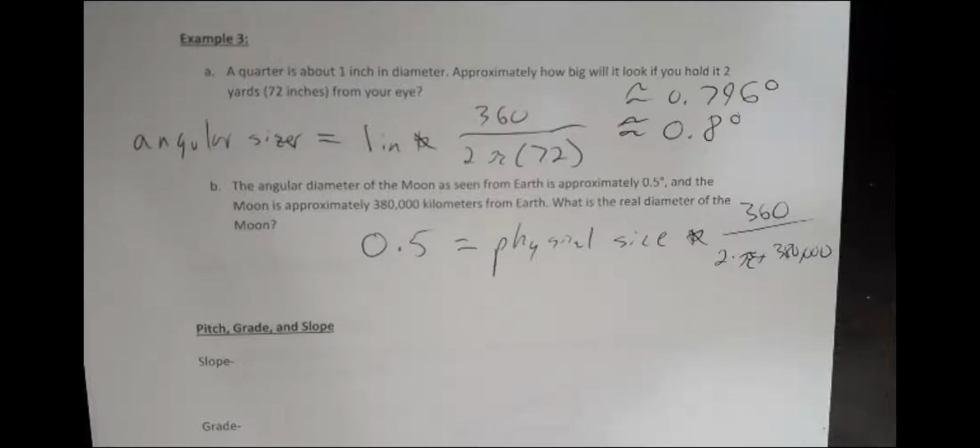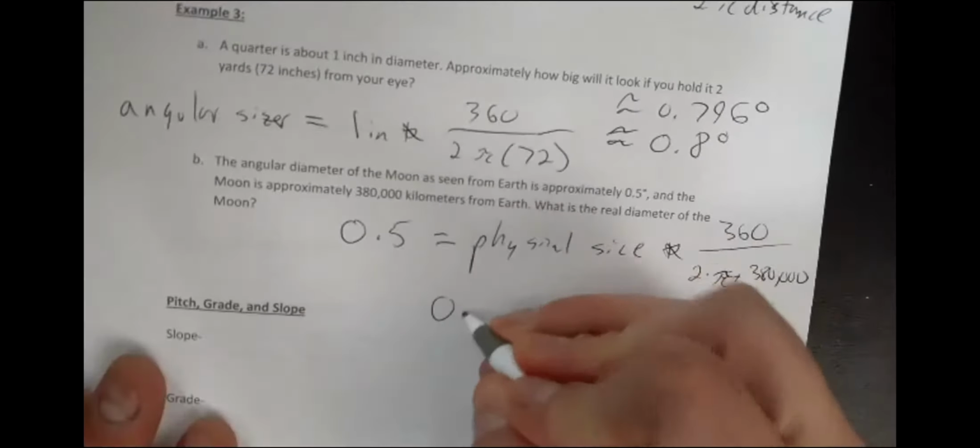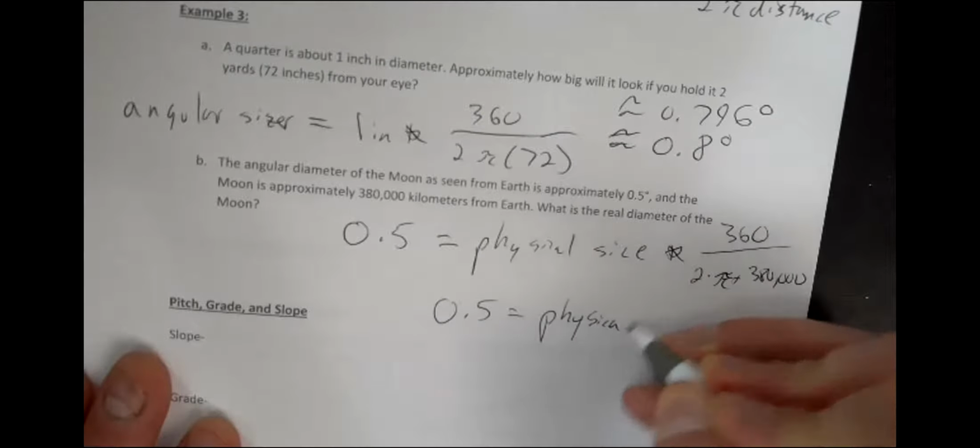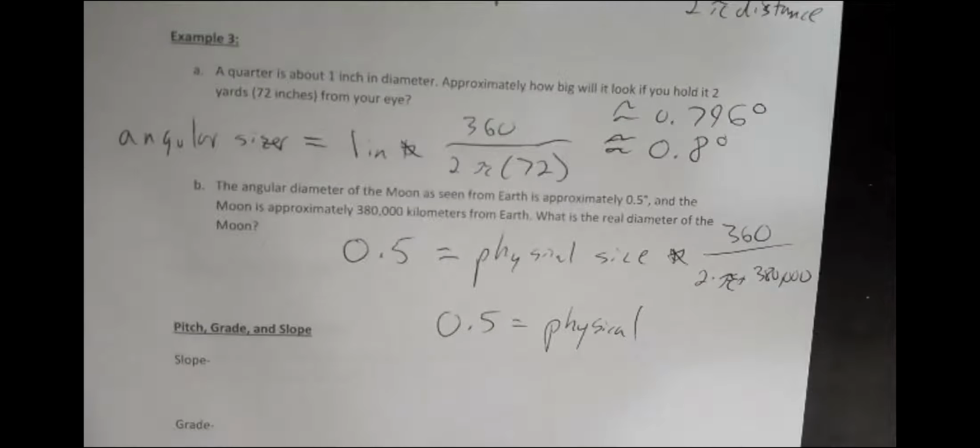Okay, so there are a few ways you can solve this. You can do this in one swoop if you know what you're doing a little bit. This is multiplying. If you wanted to reciprocate this thing, multiply it to the other side. That's one way you can go about it. I'll just break it apart into a few more steps. I think it might help some people. So 0.5 equals physical size, I'm going to get lazy and probably just write physical, times 360, and I divide it by 2 pi times 380,000.